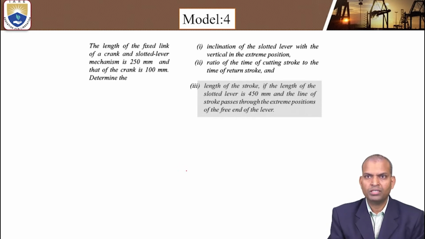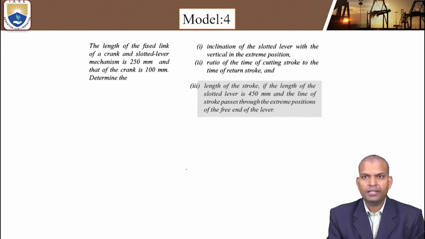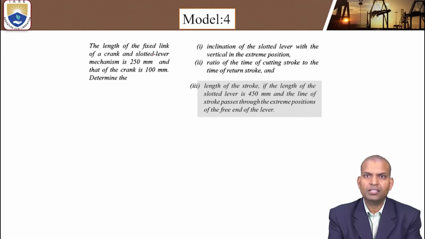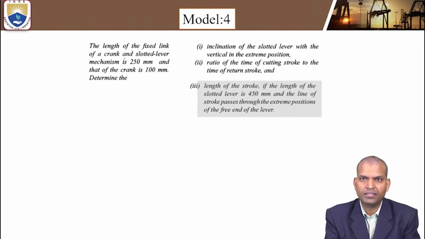Now, the 4th model is very, very important, the 4th and 5th models. Total 6 models, as I mentioned before. In this 4th model, the length of the fixed link of a crank and slotted lever mechanism is 250 millimeter and the length of the crank is 100 millimeter. Determine: very, very important, there are three objectives.